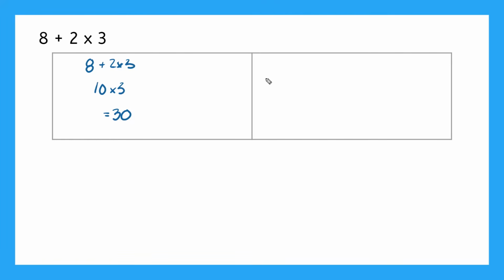Okay, now the second scientist also has this same problem, 8 plus 2 times 3, and they decide to do the multiplication first. So they do 2 times 3 first, and that gives them 6, and they still have to add this 8 here. So they have 8 plus 6, and their answer is 14.